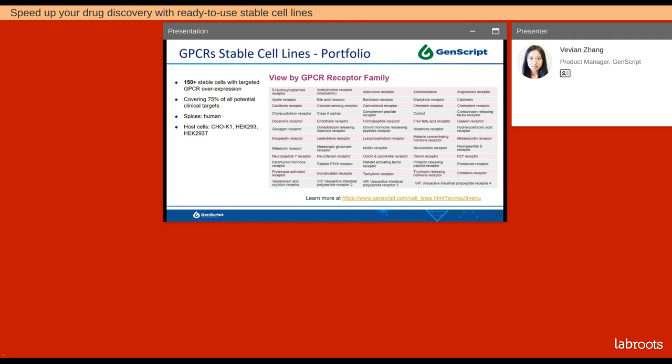At GenScript, we offer more than 150 stable cell lines with targeted GPCR overexpression. This covers 75% of all the potential clinical targets. All the GPCRs expressed in our stable cell lines are human proteins, and we offer a variety of host cells, including Tronca-1, HEK293, as well as HEK293T.